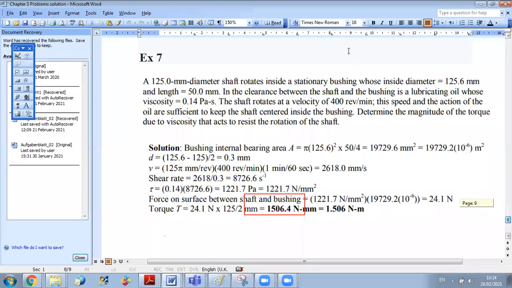Now for the last problem in this chapter, a 125 millimeter diameter shaft rotates inside a stationary bushing whose inside diameter is 125.6 millimeter and length is 50 millimeter. In the clearance between the shaft and the bushing is a lubricating oil whose viscosity is 0.14 Pascal second. The shaft rotates at a velocity of 400 revolutions per minute, and this speed and the action of the oil are sufficient to keep the shaft centered inside the bushing. Determine the magnitude of the torque due to viscosity that acts to resist the rotation of the shaft.